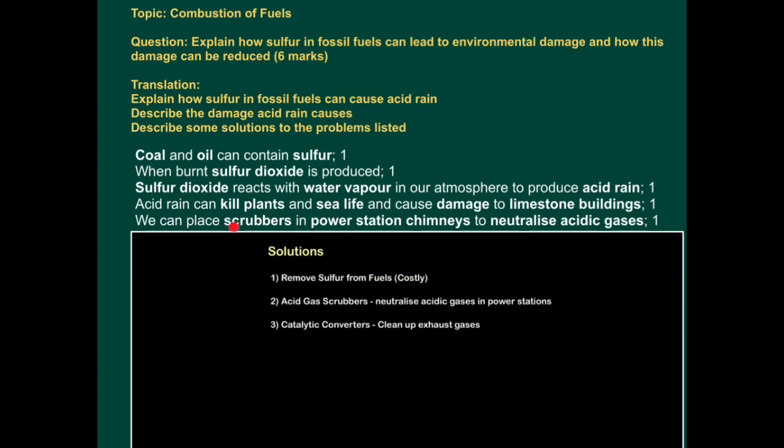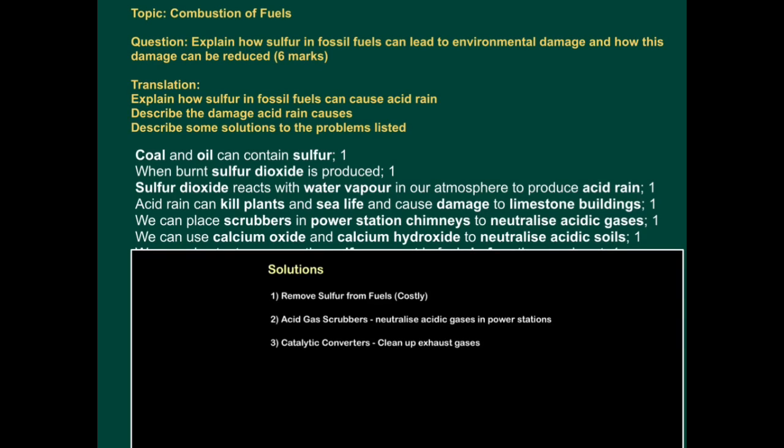We can place scrubbers in power station chimneys to neutralize acidic gases. Scrubbers are devices which have either limestone, some sort of calcium carbonate derivative, a base basically, which will neutralize acidic gases as they pass through.